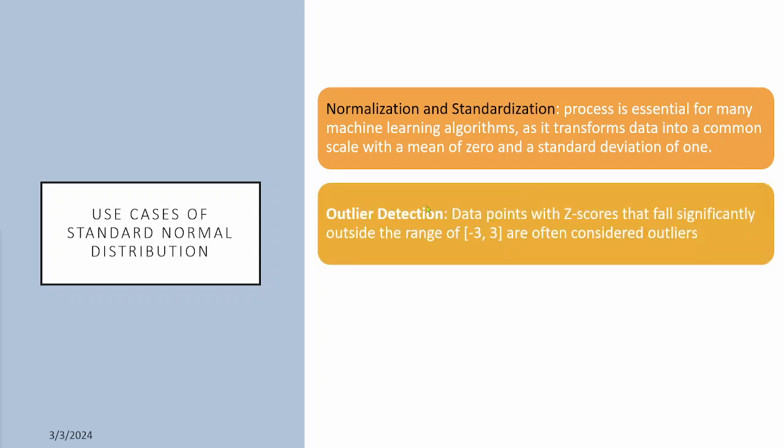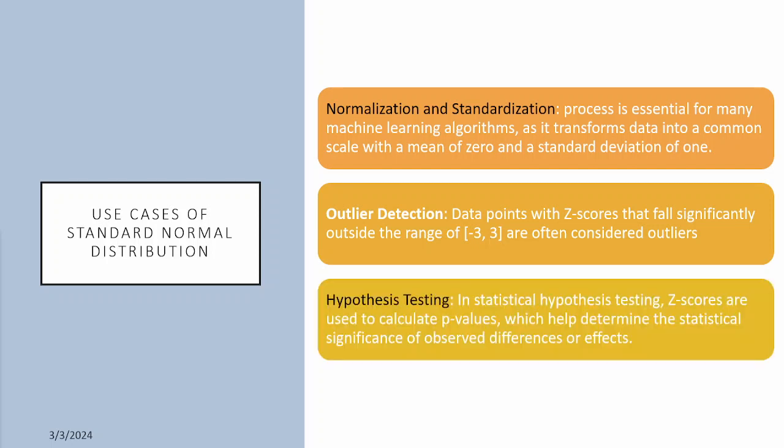Outlier detection is one of the applications of standard normal distribution because 99% of data will be within 3 sigma, and anything which is outside of 99% can possibly be an outlier. Hypothesis testing uses the concept of the 3 sigma rule.